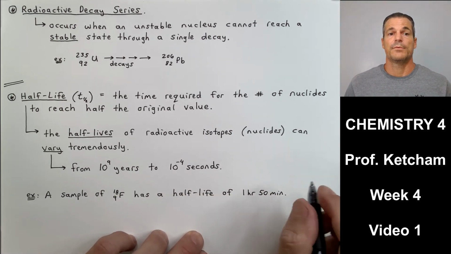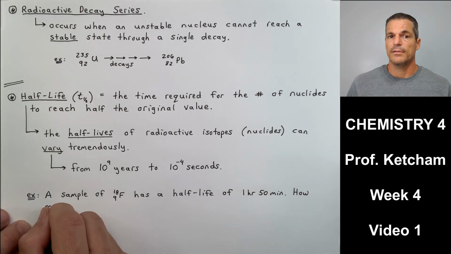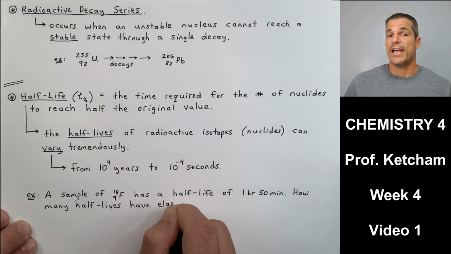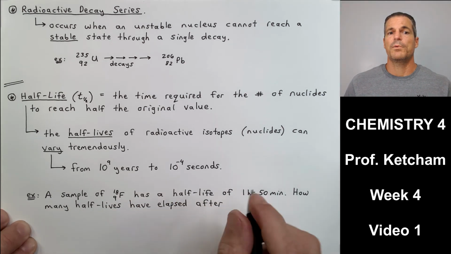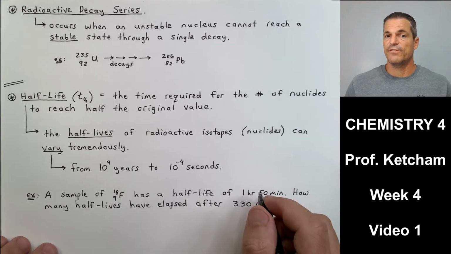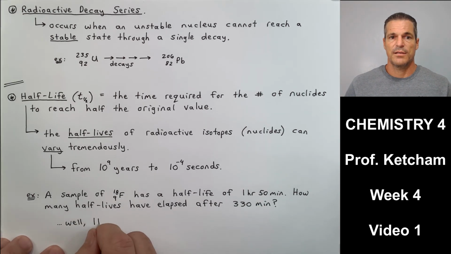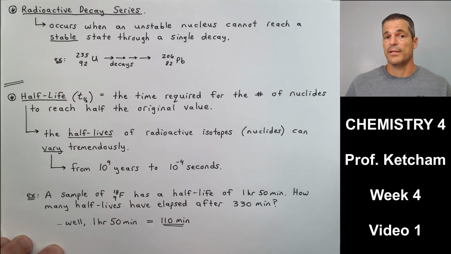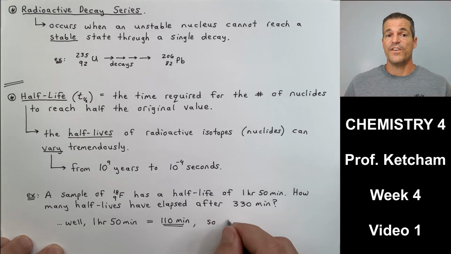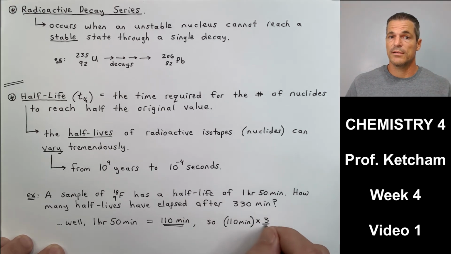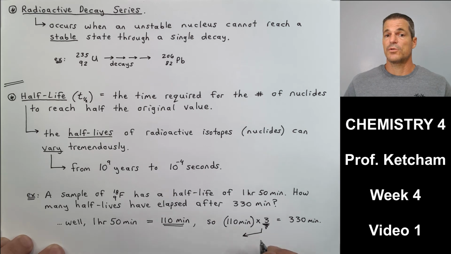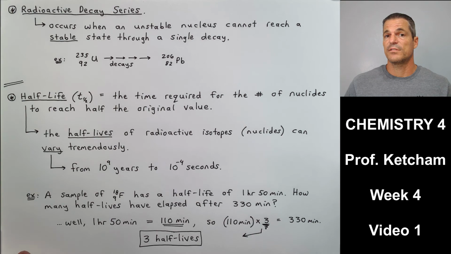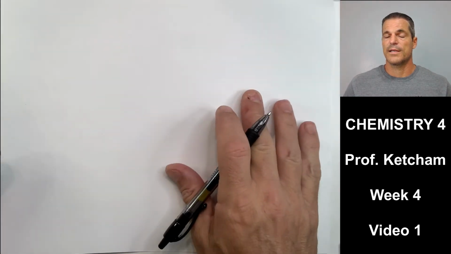All right, example, a sample of fluorine-18. See how I've got the 18-9 F? A sample of fluorine-18 has a half-life of 1 hour and 50 minutes. How many half-lives are going to take place between now and 330 minutes? Well, 1 hour and 50 minutes is equal to 110 minutes. So 110 minutes times 3 gets me that 330. I will have undergone 3 half-lives in 330 minutes. Okay.